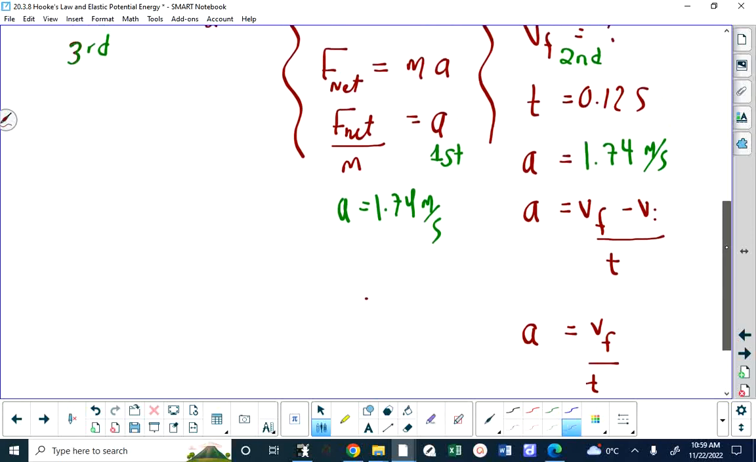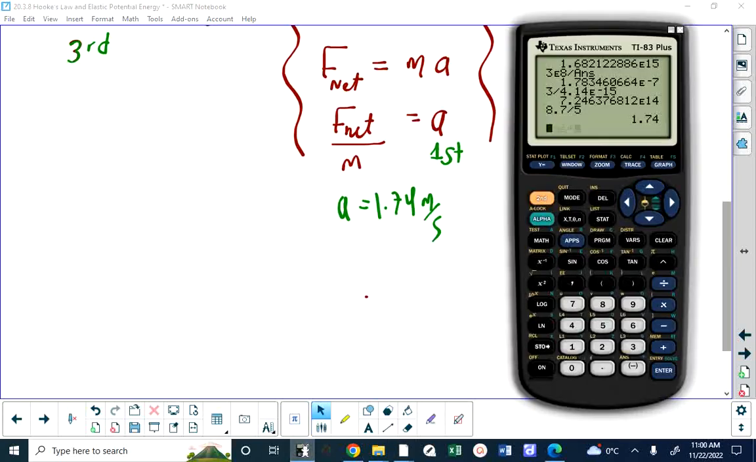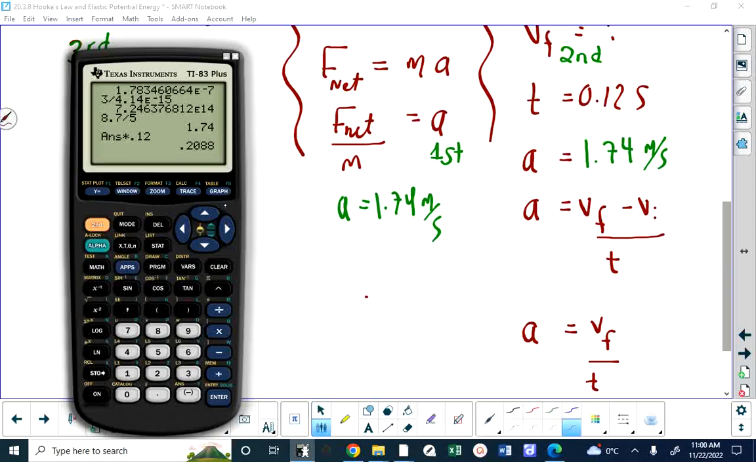And again, knowing the acceleration and T should be like stealing candy from a baby to find the final speed. Just multiply them. You can see that in the equation. So if I multiply the acceleration by the time, I get a final speed of 0.2088 meters per second.